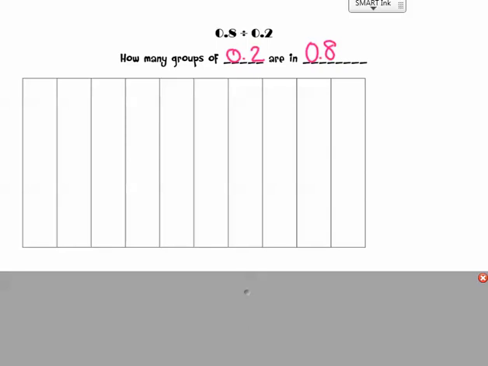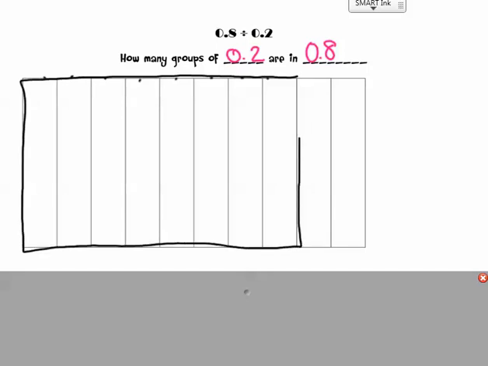So what am I going to start with? I'm going to start with 8 tenths. And if you notice, this is cut into 10 pieces. So I need to mark 8 of them. 1, 2, 3, 4, 5, 6, 7, 8. There's 8 tenths right here. And within that group, I want to see how many groups of 2 tenths I can make. So I'm going to shade in 2 tenths.